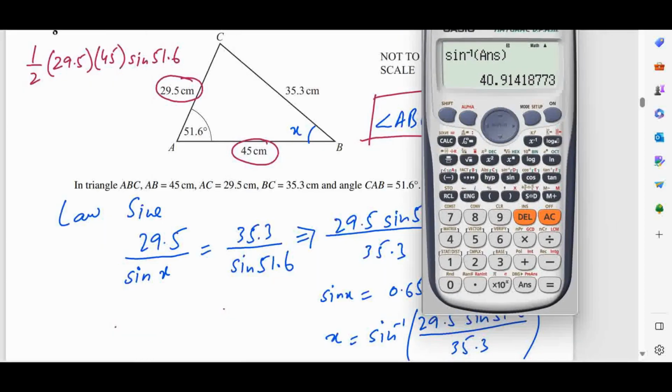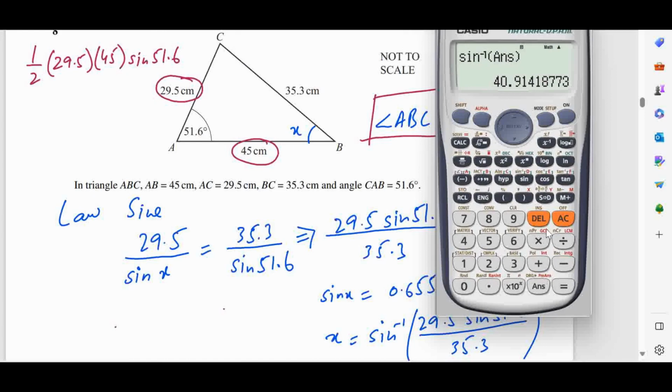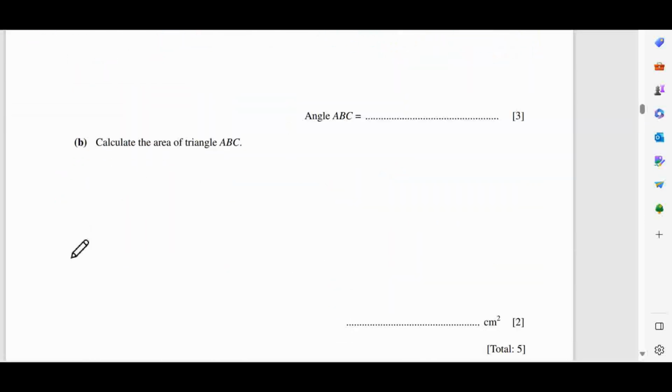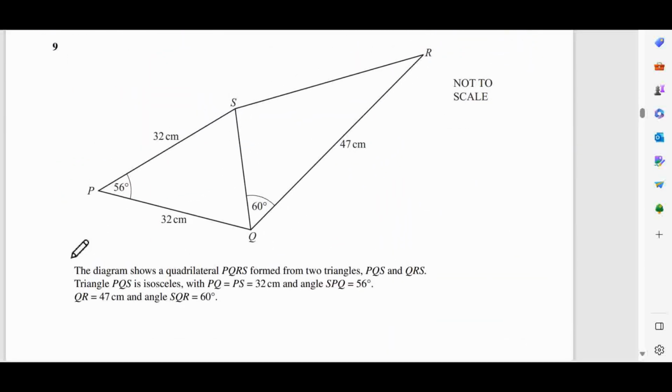So the area will be 29.5 multiplied by 45 multiplied by sine of 51.6, so whole divided by 2. So this will be the area, 520.17. So this will be the final answer. I hope that the concept is clear about the area and about the law of sine. Let's move to the next question.